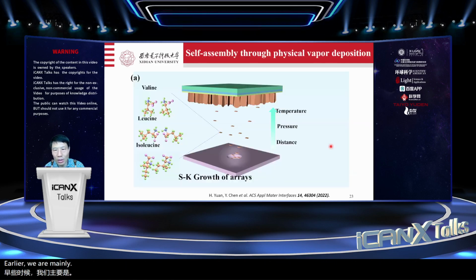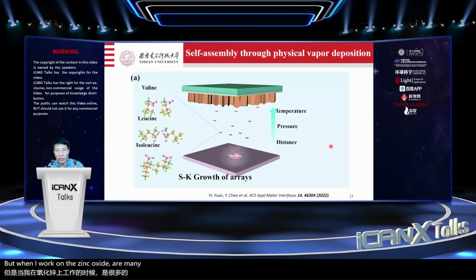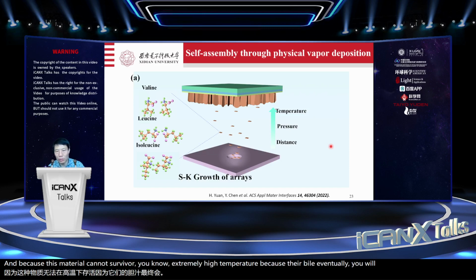Earlier, we mainly focused on solution-based processes, and here I would like to briefly talk about the vapor-based process. The solution is simple. But when I work on zinc oxide, I'm mainly using the vapor deposition process, physical vapor deposition, chemical vapor deposition, etc., and with biomaterial. The biomaterial is a little bit tricky, okay? Because this material cannot survive extremely high temperatures because they're bio. Eventually, you will just burn them, right?